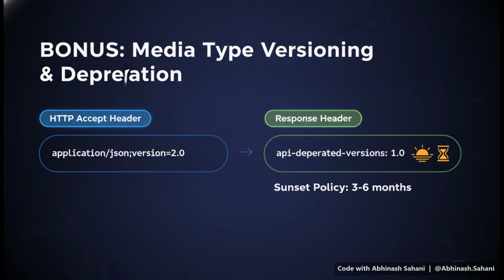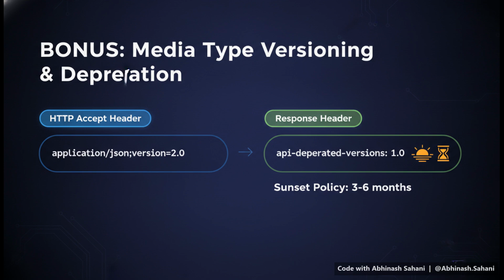There's also a bonus approach worth knowing, media type versioning, where the version rides inside the Accept header's content type, something like application/json; version=2. It's the most RESTful option in theory, since the representation format itself carries the version, but it's the least ergonomic for client developers in practice.